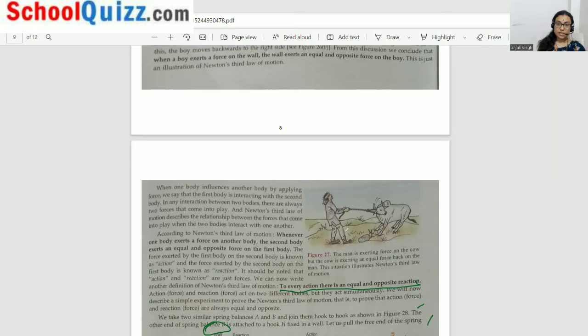Experimentally, here the man is exerting force on the cow, but the cow is exerting an equal force on the backside. So they both are exerting force on each other. It means Newton's law. Clear? Let's see.